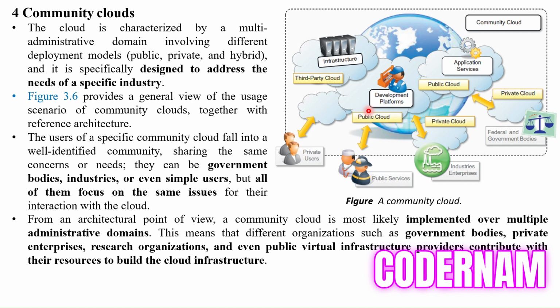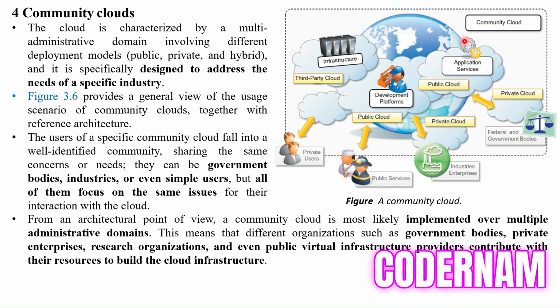Some of the key components, if we see here, is the infrastructure block. The underlying infrastructure is shared among the participating organizations, and it can be managed internally by one of the community members or externally by a third party provider. Next comes the development platforms. The community cloud provides platforms for application development, enabling organizations to build and deploy software solutions. These platforms are tailored to meet industry specific requirements such as healthcare, finance, or government services.